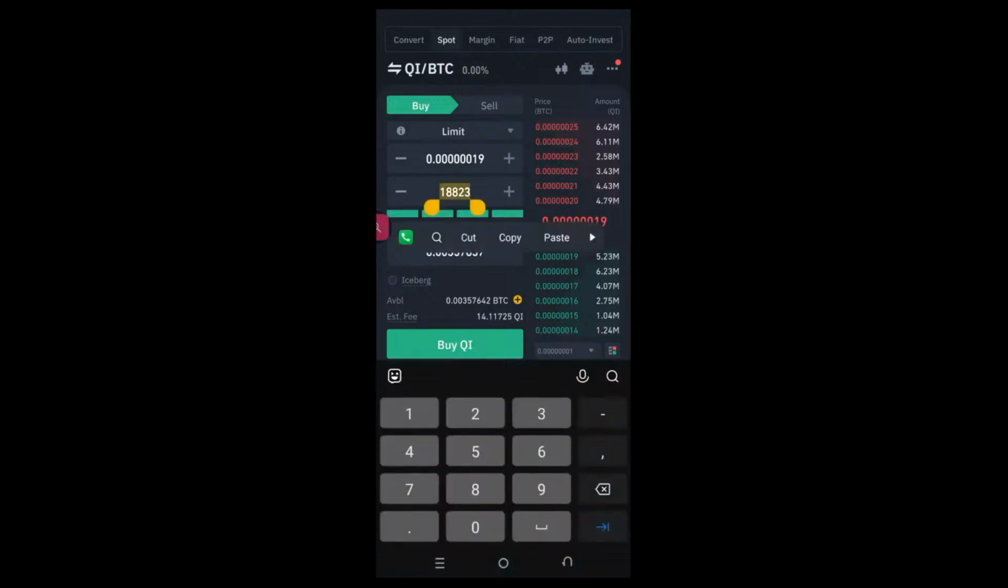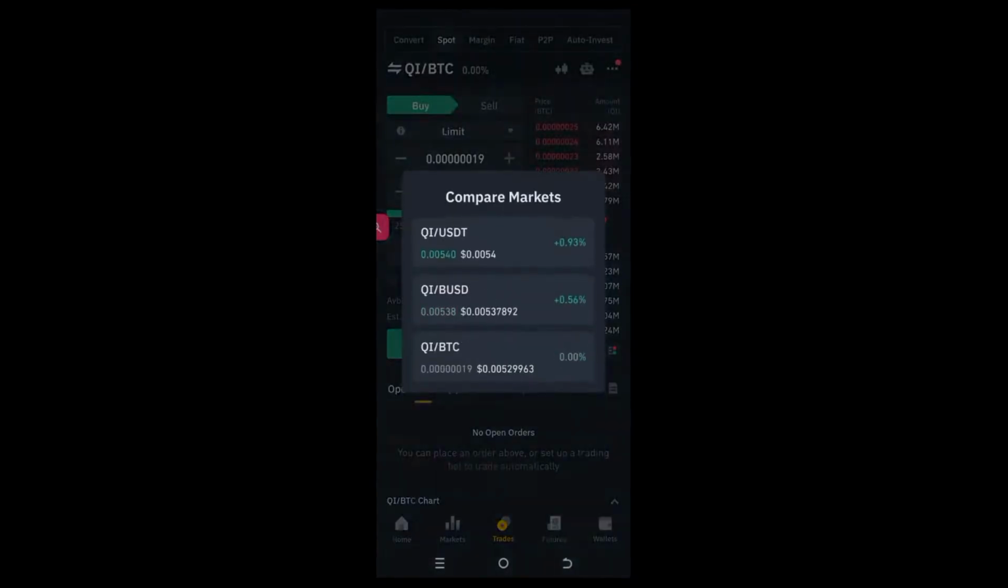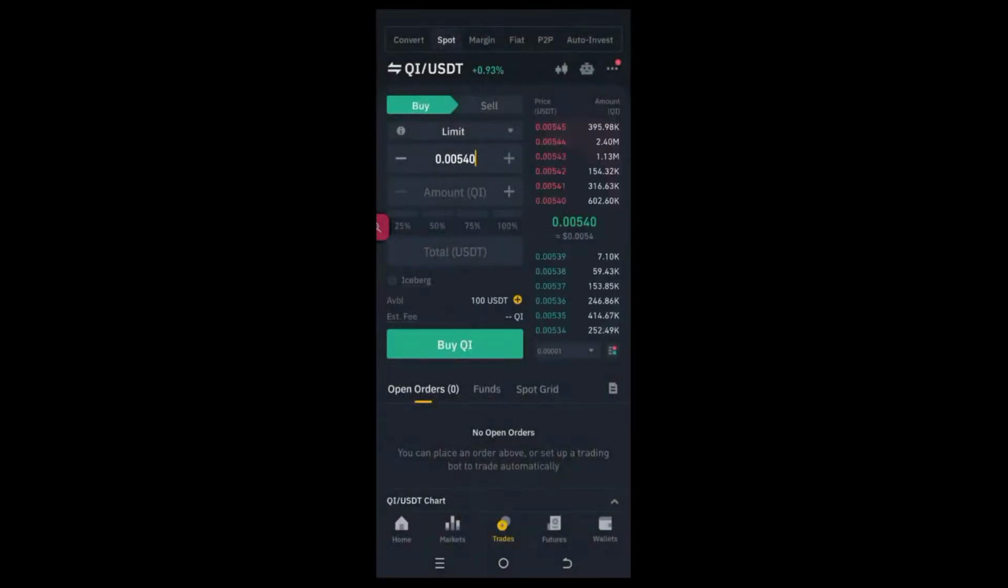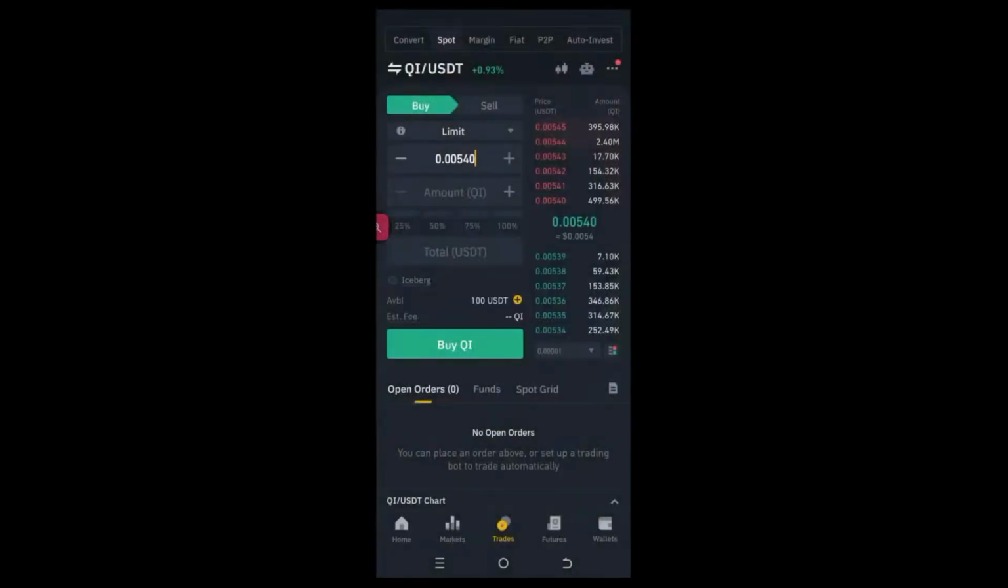Let's copy that, then go to compare markets and click on the USDT. If I try to sell, what would I get? Let's see what profit I make. Okay, same amount, 1.6%. That's $1.64. So let's just go with this, right? Let's go back and see whether, if we buy QI BTC, we will be able to make this. So let's go ahead and try it out.